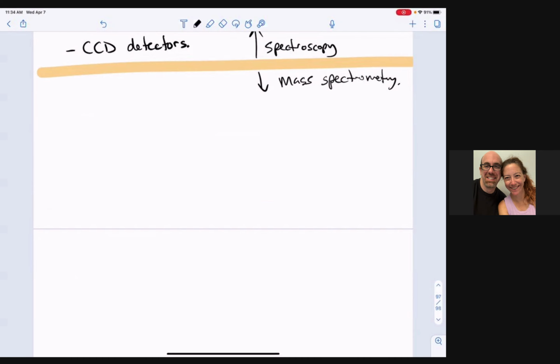But the problem with that is I can't really control photons, right? I mean, I can collect them, but I can't make them bend to my will, right? So if only we had a way of having the controllability of an electron with the information of a photon, that would be mass spectrometry.